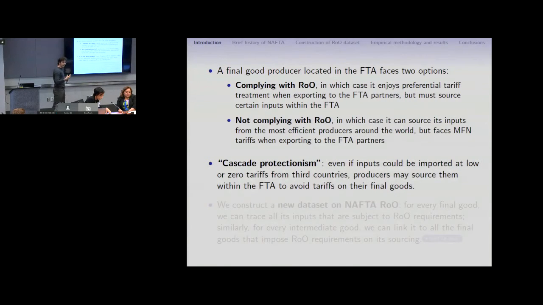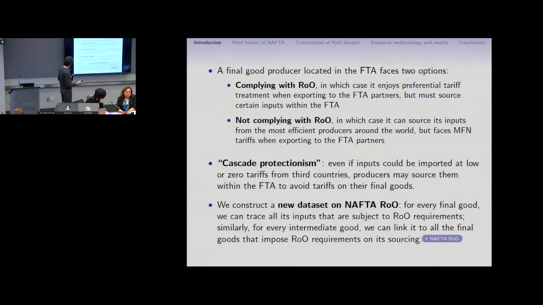And this is why we call it cascade protectionism. So there is an implicit level of protectionism in intermediate goods coming from the existence of rules of origin on final goods. And this is the point we want to make here, which has already been emphasized in the literature, especially theoretically.